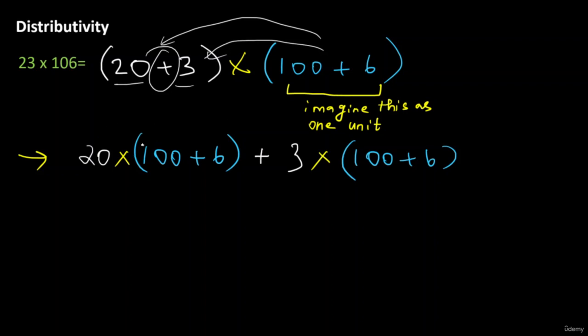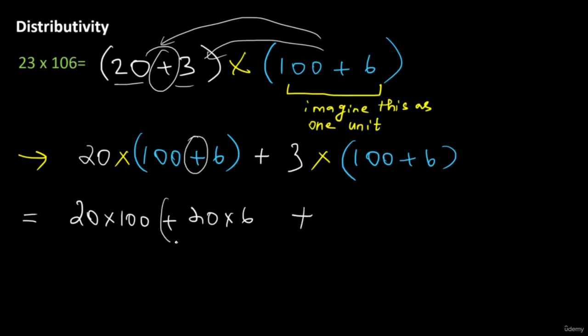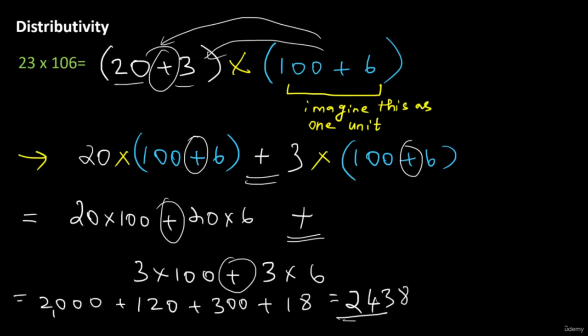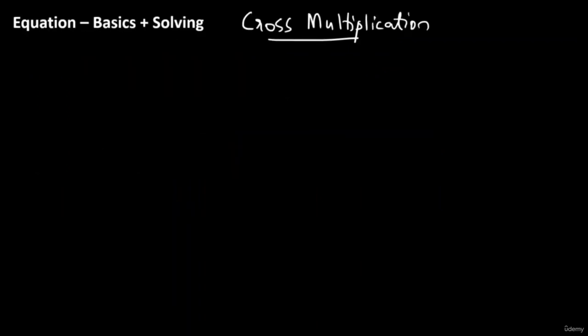Alright, now let's open this bracket. So I get 20 into 100 plus 20 into 6, right? Over here there is a plus, that's why there is a plus over here. Plus, which is this plus, right? 3 into 100 plus 3 into 6. Over here there is a plus, that's why there is a plus over here. Now we get that this is equal to 2000 plus 120 plus 300 plus 18, which is equal to 2438. Alright, now let's proceed and apply this in the case of an equation.